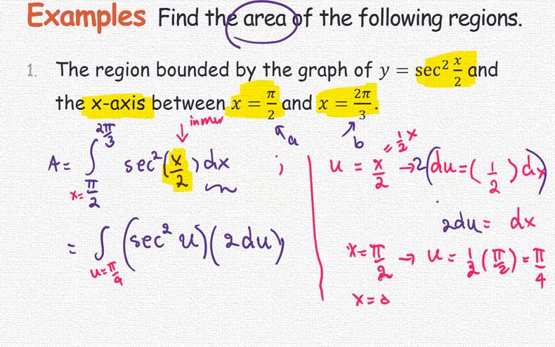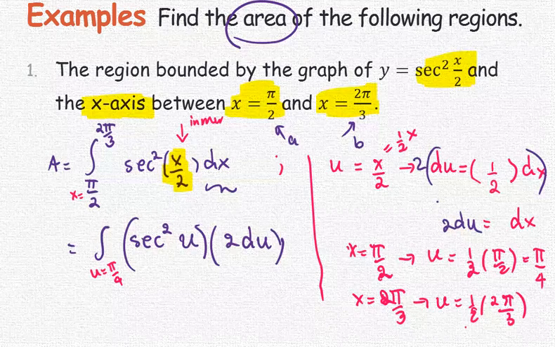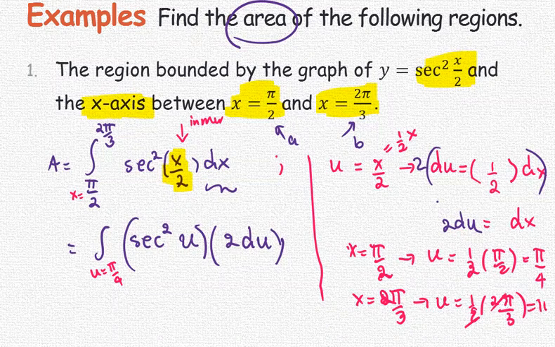Upper limit x equals 2 pi over 3. U is 1 half of the x quantity, or 2 pi over 3. 2 and 2 reduce. My upper limit is pi over 3 now, so u equals pi over 3. Okay, so then we have everything totally in the form of u. Upper limit, lower limit, already changed into the u variable.